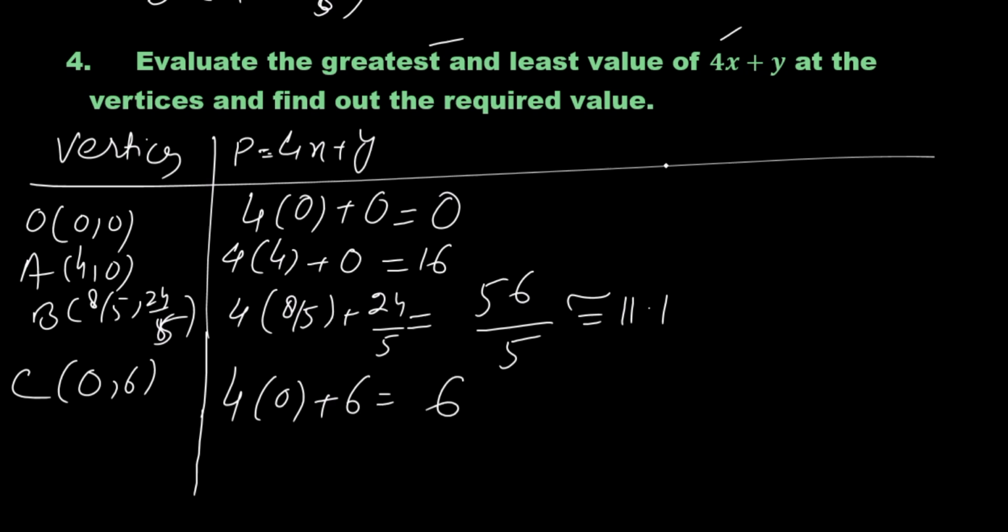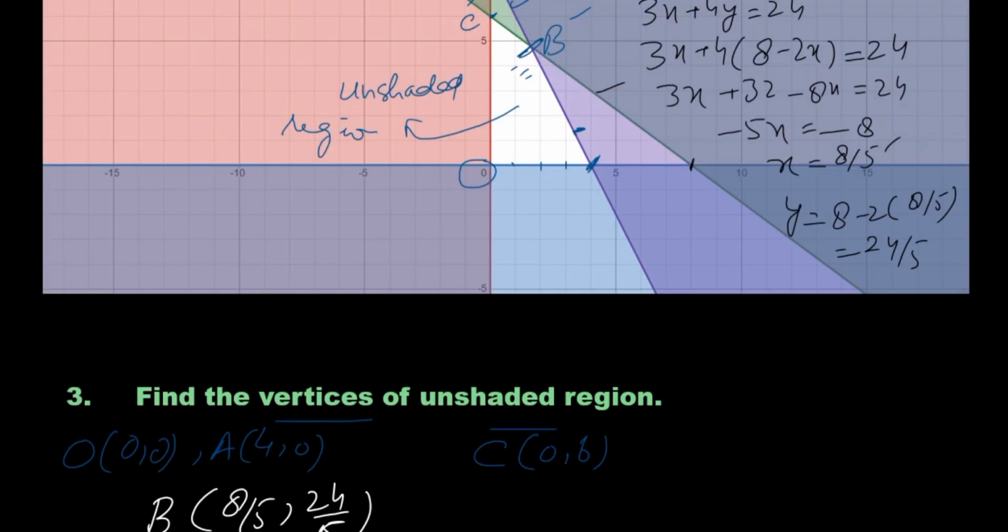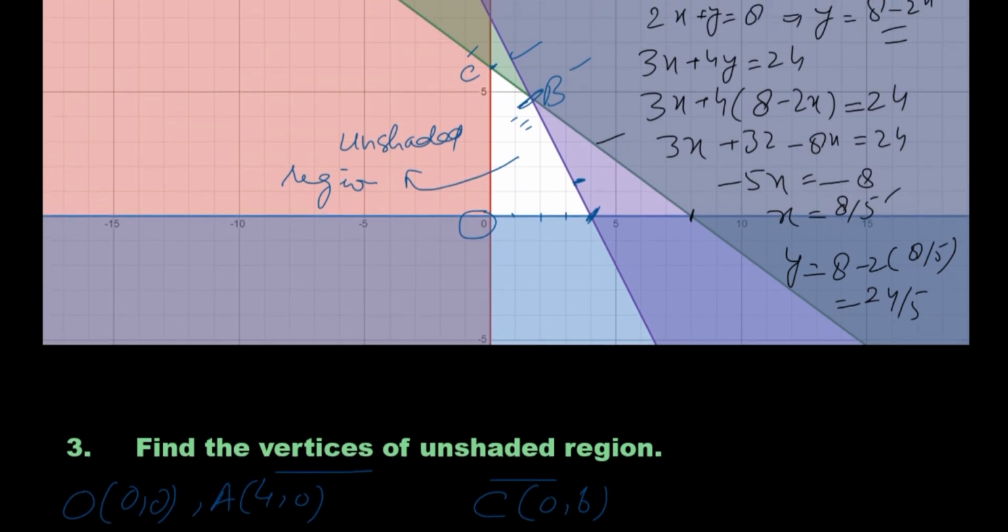Now we need to find the greatest and the least value here. What is the least value? The least value is 0, at the origin. And what is the greatest value? The greatest value is 16 at vertex A. So this is the method to find the greatest and the least value of the linear expression that satisfies the given inequalities from the graph. The greatest value lies at this point here.